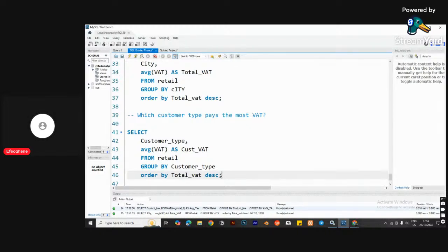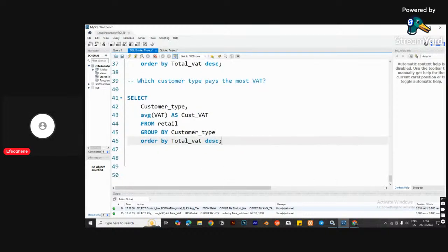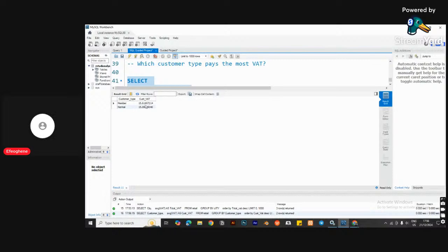Just saying all of these things too, so that we can have something to write out. So we say select customer type, group by the customer type, order by what we are using as our alias. So we say customer VAT. Okay, so which customer type pays the most VAT? You can see they are closely related to members and normal. So members are taxed the most.